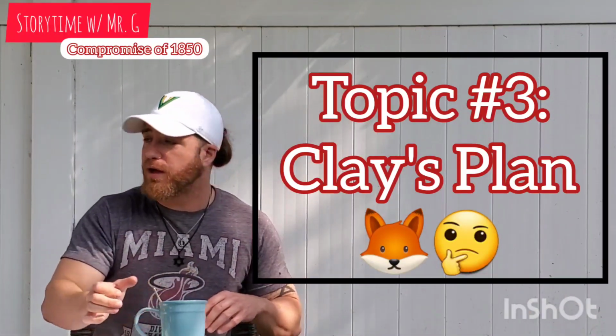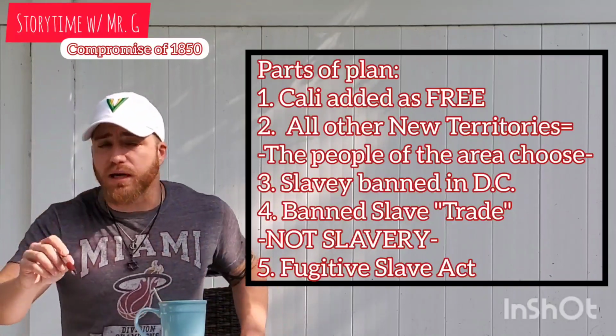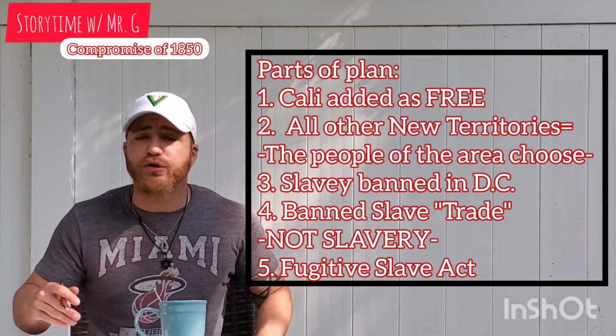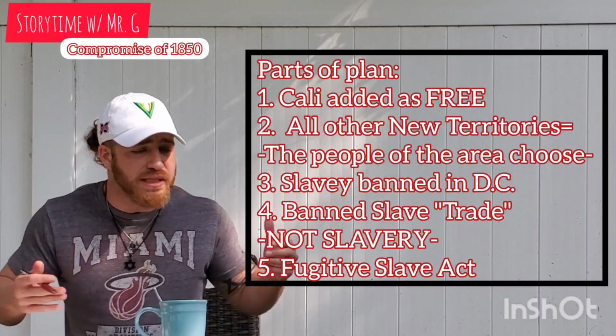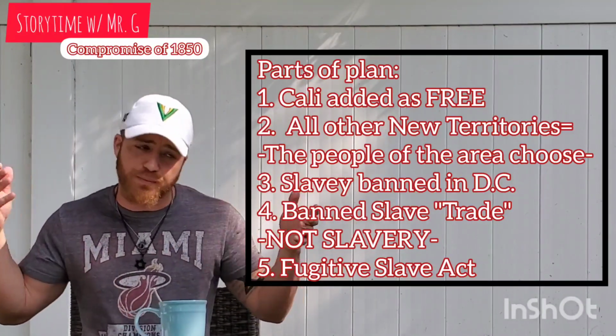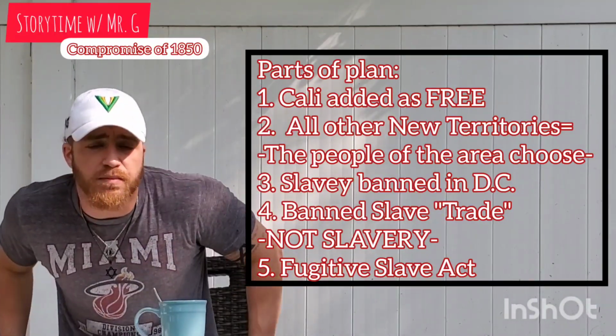So here we go. Clay's plan. Henry Clay, he's from Kentucky. He proposes the following things. He wants to keep the Union intact. He doesn't want the North and the South to separate. He wants everybody to get along. These are some of the things he proposes.